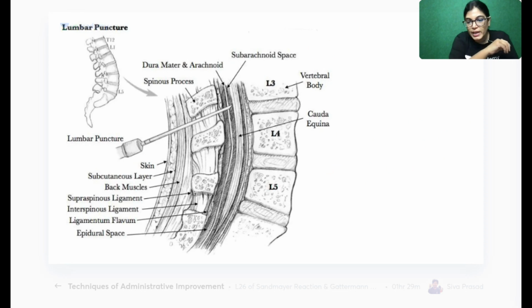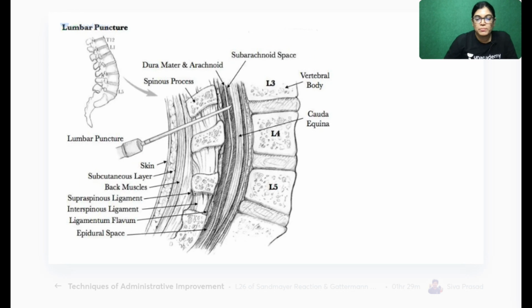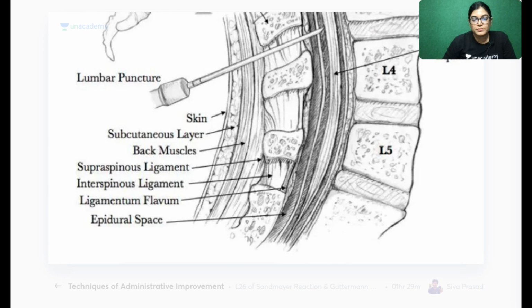So now, is it okay, Anayana? So see here, the structures being pierced are skin, subcutaneous layer, back muscle, erector spinae group muscle, supraspinous ligament, interspinous ligament, ligamentum flavum, and then the epidural space is reached. But we do not have to reach the epidural space, we have to reach the subarachnoid space. So then the dura mater and arachnoid mater are pierced. So sequentially, the structures pierced are shown in this diagram, very nicely.